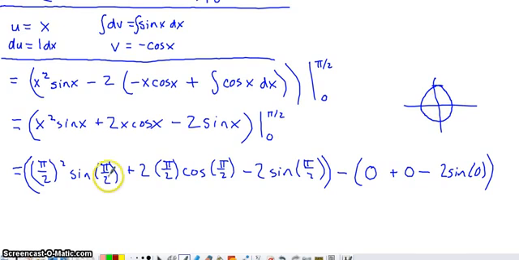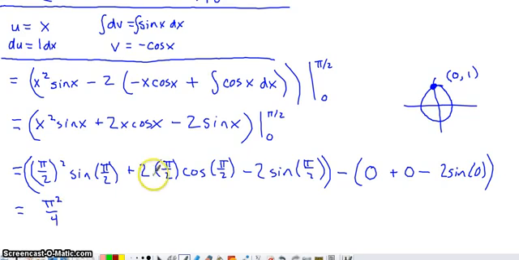We need to evaluate sine of pi by 2 and cosine of pi by 2. Here's the angle pi by 2. The x-coordinate of that point is 0. The y-coordinate of that point is 1. Cosine corresponds to this x-coordinate. Sine corresponds to this y-coordinate. So sine of pi by 2 is 1. So that means this first term is going to be pi squared over 4, right? I'm squaring pi by 2 there, times 1. So I'm not going to put the times 1. I'm just going to leave pi squared over 4.